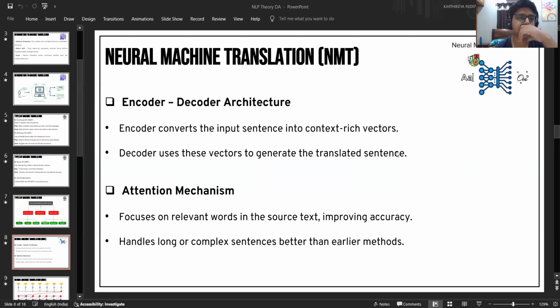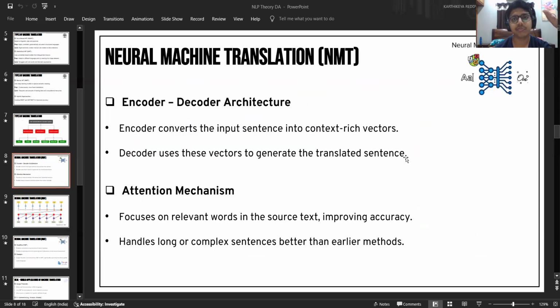So coming to neural machine translation, it is actually based on the encoder-decoder architecture, where the encoder converts an input sentence into context-rich vectors, and the decoder uses these vectors to generate the translated sentence. An important component for this approach is the attention mechanism, which helps focus on relevant parts of the source text during translation, particularly in long or complex sentences. And one of the major benefits of NMT is its ability to produce translations that are closer to natural human language, thanks to its ability to handle context and semantics effectively.